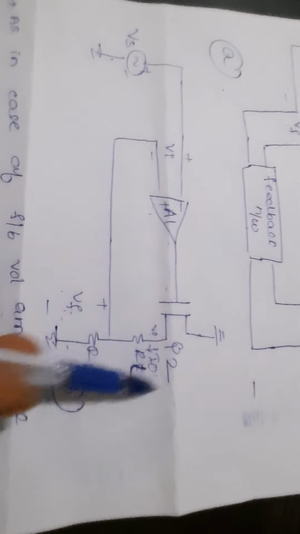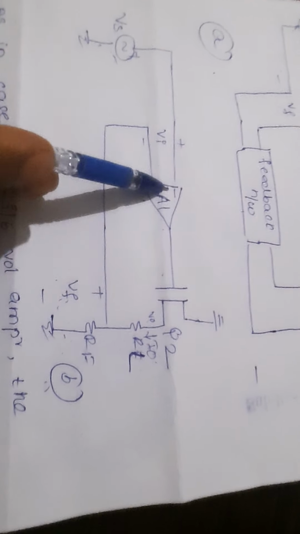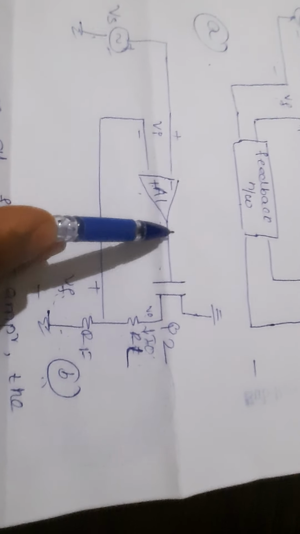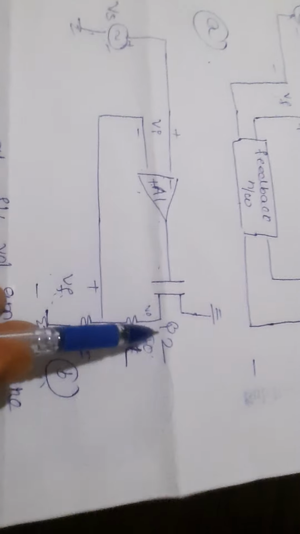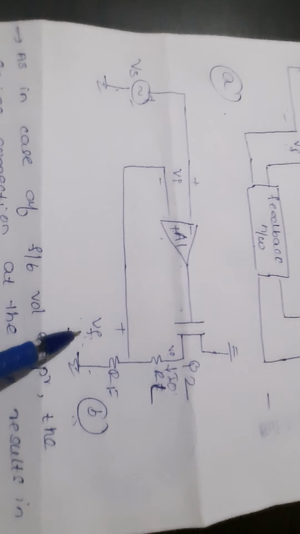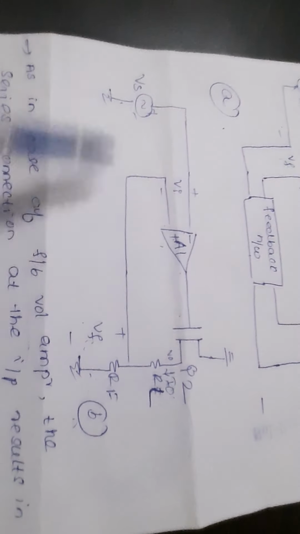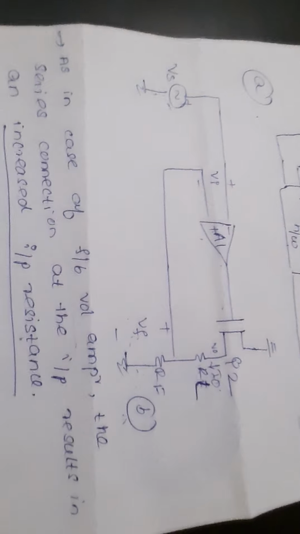I'll repeat once again the working of this circuit. A positive change in the Vs, at the inverting terminal we are giving, gives a negative voltage at the gate of Q2, which increases I0, which causes the positive change in the Vf, which has the same polarity as Vs. From this we'll conclude that this has negative feedback.